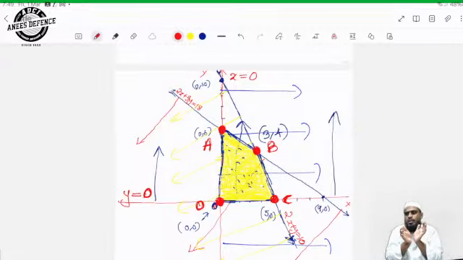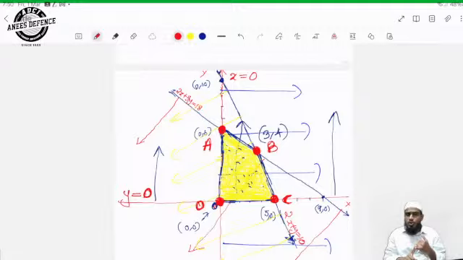Sometimes some portion may be covered by our constraints or our lines, but some portion may be open to infinity. In such cases, we can say that it is not bounded. Instead of that, we can call it unbounded. So anyway, in our question, we got a bounded region, and we are getting 4 corner points.